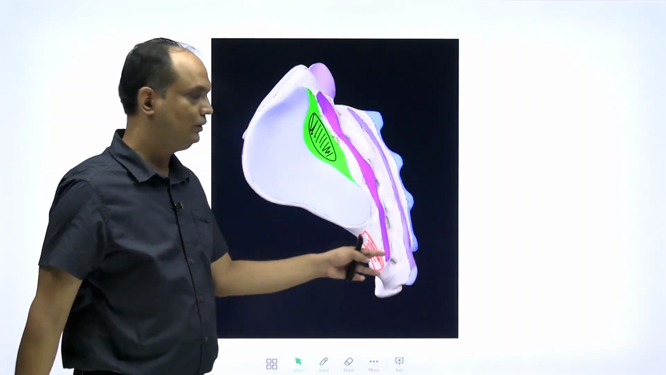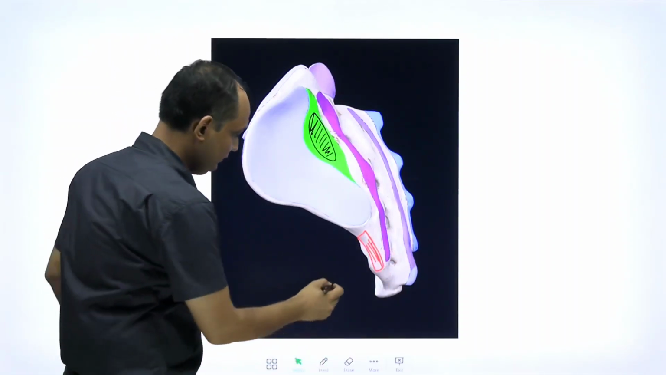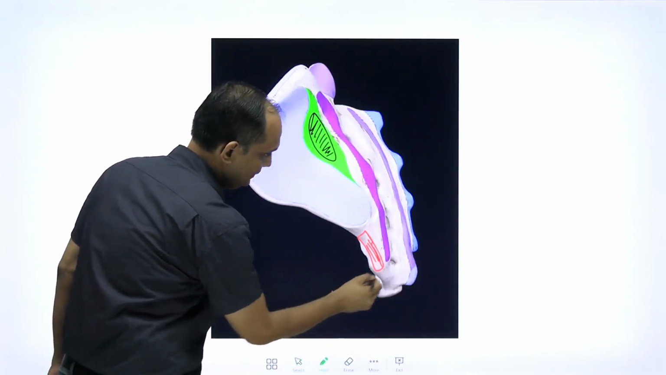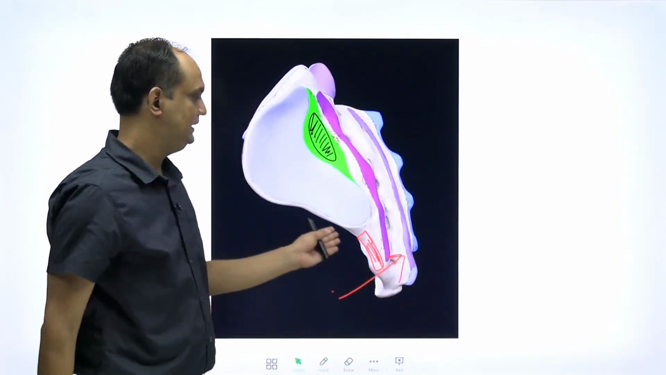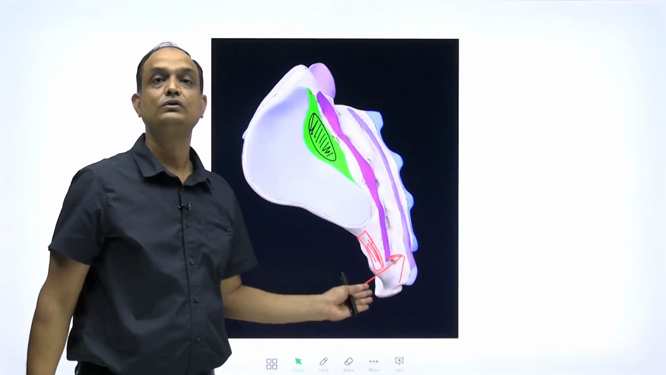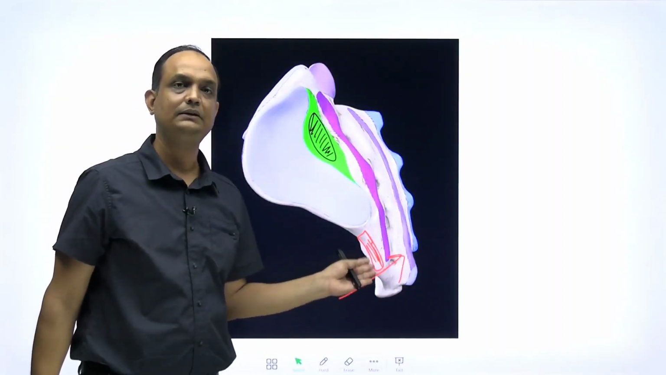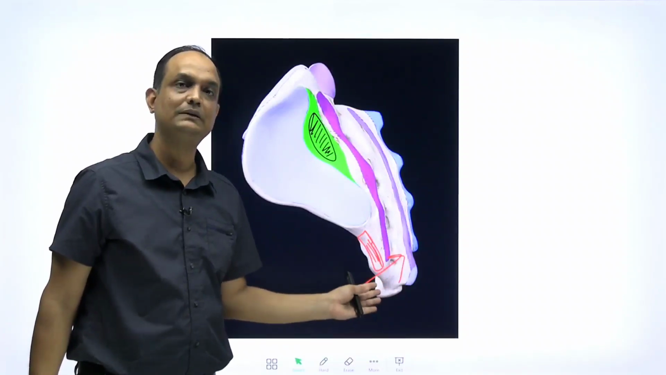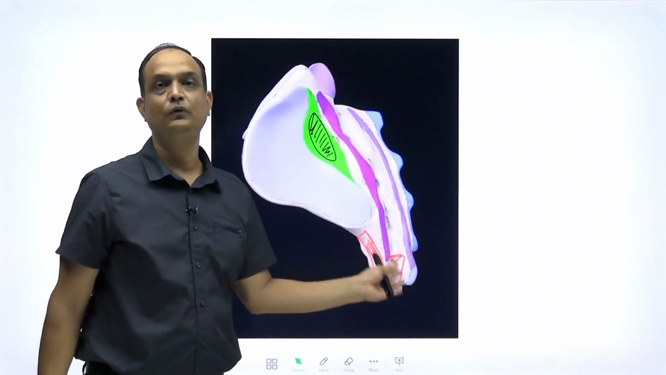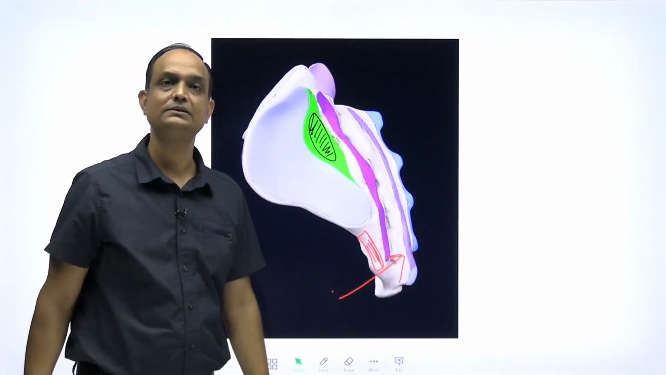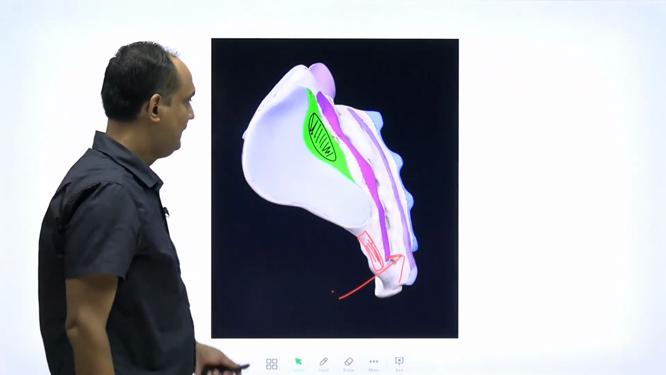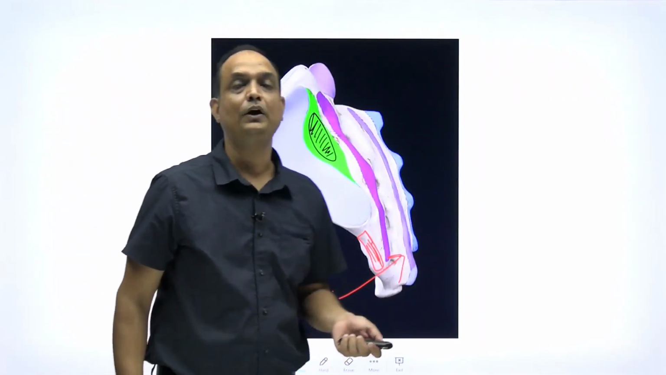So what are these 4 lines? If I am going from anterior to posterior, the anterior most is the coccygeus muscle, then you have the sacrospinous ligament, then you have the sacrotuberous ligament, and the fourth posterior line is the gluteus maximus muscle. Clear? So these are some very important questions you may have from the sacrum.